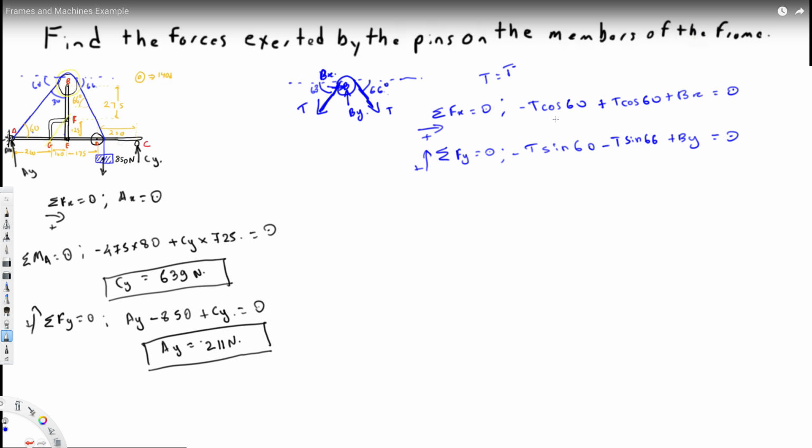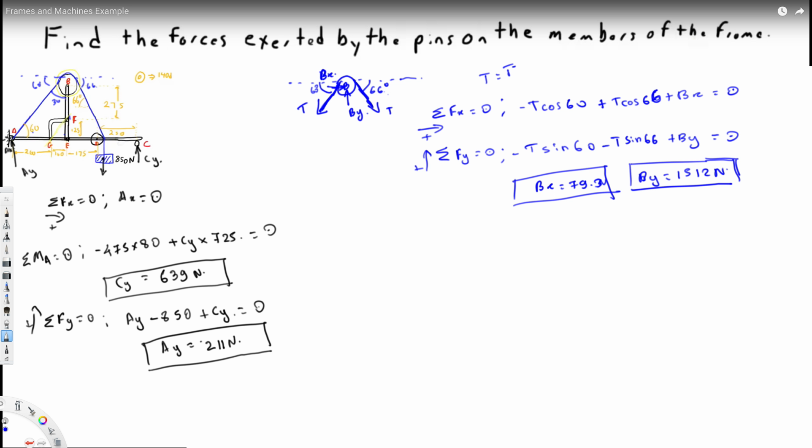If I solve for that, I will get Bx is equal to 79.3 Newton, and By is equal to 1512 Newton. So these are the answers I will get. Then from this one, let's move to the other part.